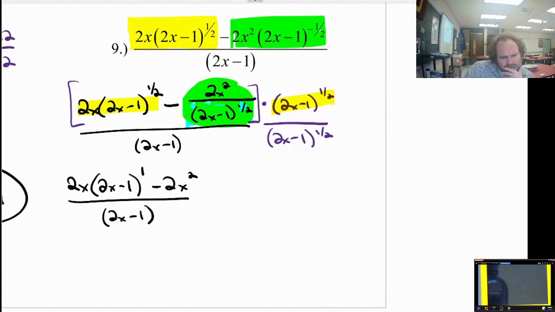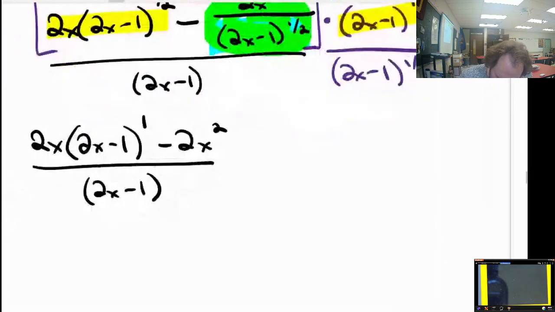The only thing left to do here, I think, is to factor out maybe a 2x on the top. Or maybe we should expand it. Should we expand everything out? Are we going to be able to factor out 2x minus 1 to any power? Well, let's play around with this a little bit. Let's just try a couple things. Let's start by distributing it.